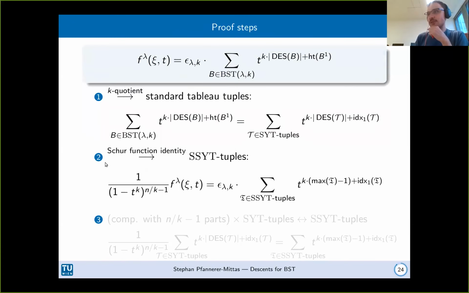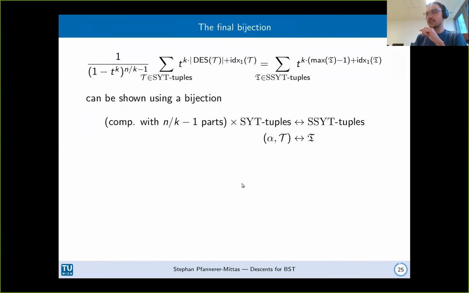So this was kind of the second step. We used the Schur function identities to get something related with the semi-standard Young tableau tuples. And now the last part is a bijection.